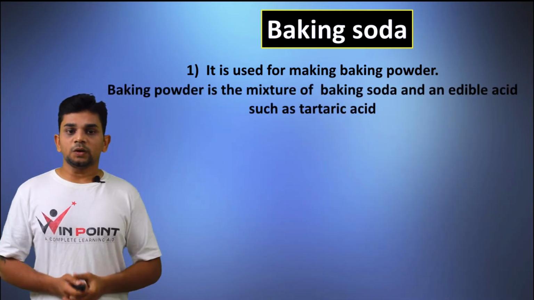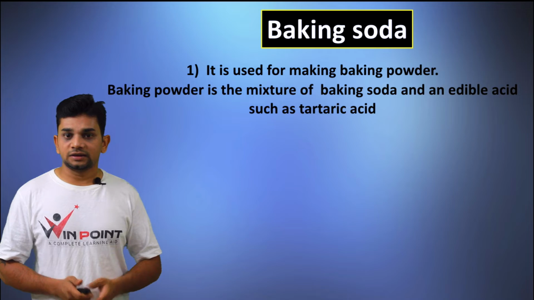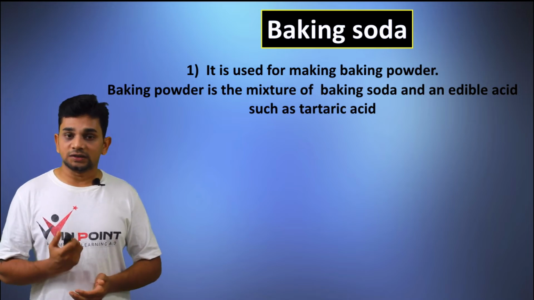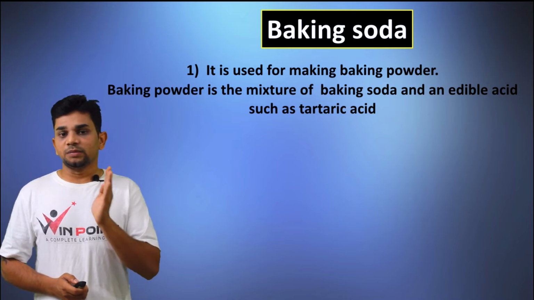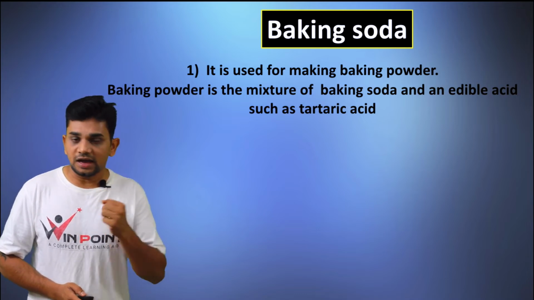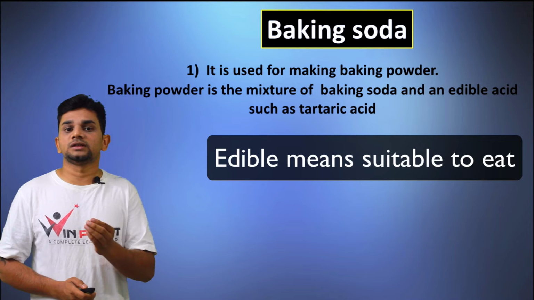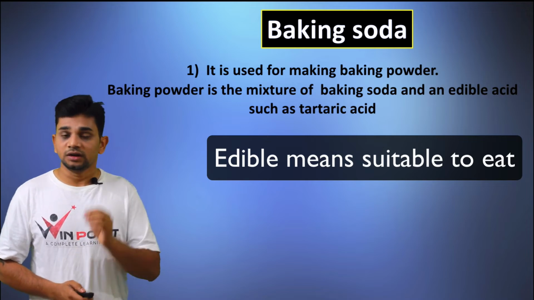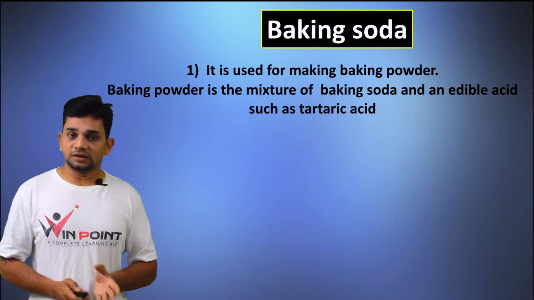Baking powder is the mixture of baking soda and an edible acid such as tartaric acid. So which acid are we adding with baking soda to make baking powder? It is an edible acid like tartaric acid.